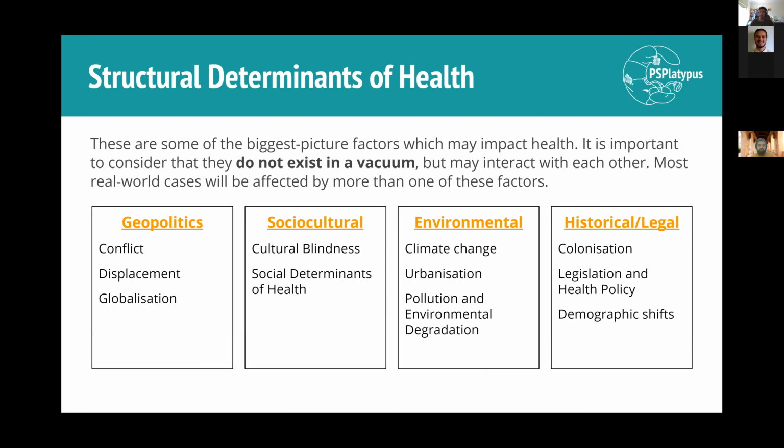Now, the other thing that's important to understand is it's not like one of these is going to be relevant. You'll most likely have multiple of these relevant in any given case. So say you have a refugee from Somalia who's come to Australia. On a geopolitical level, there's been conflict. They've been displaced from their home and they've had to come to another country.